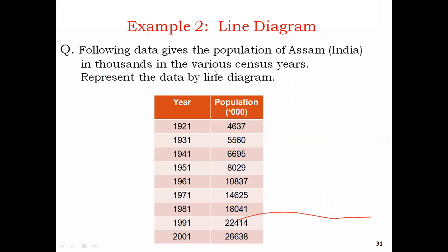Following data gives the population of Assam in thousands in the various census years. So represent the data by line diagram. These are given here: years, then population. So you have to represent this data with the help of a line diagram.